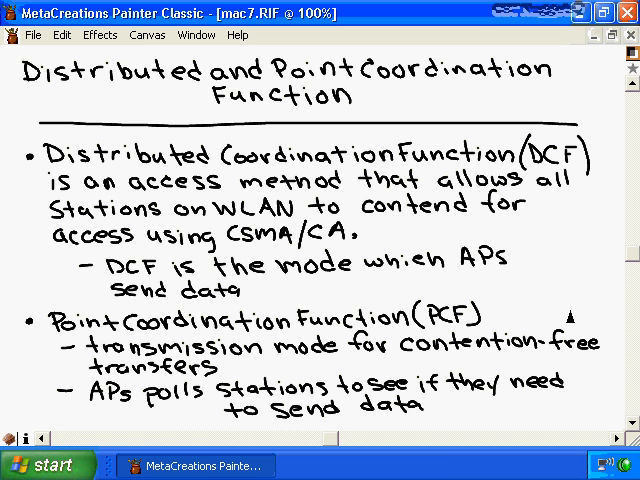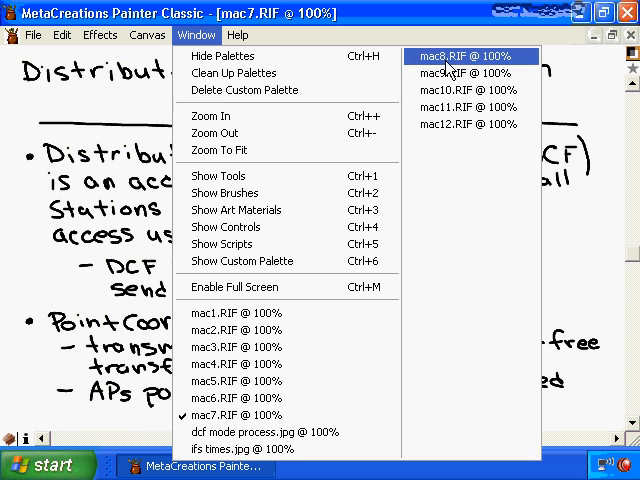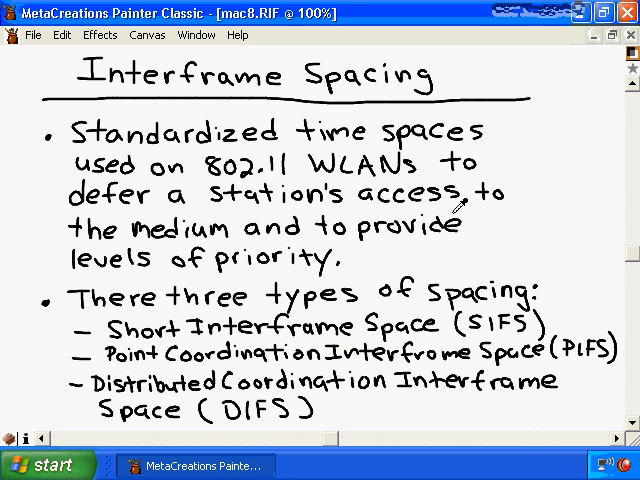Now, to better understand both DCF and PCF, we need to learn about something called interframe spacing. And to learn about interframe spacing, let's bring up another whiteboard. Interframe spacing is part of the how-wireless-LANs-communicate puzzle, and by looking at these pieces of the puzzle, we'll be able to better understand both DCF and PCF and how wireless LANs communicate as a whole.